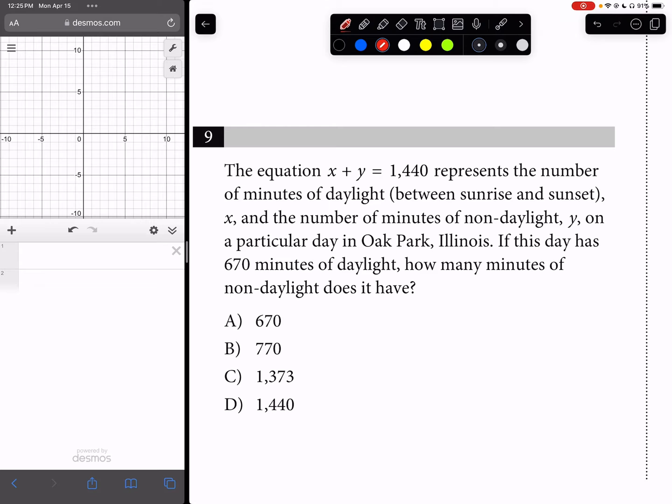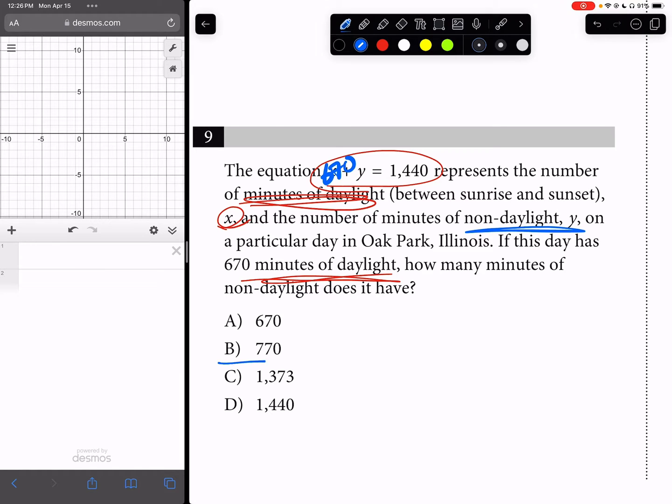I'm looking at number 9. It says, if this day has 670 minutes of daylight, how many minutes of non-daylight does it have? Interesting. So x plus y equals 1440. This equation represents the number of minutes of daylight between sunrise and sunset. X is the minutes of daylight, and the number of minutes of non-daylight, Y, on a particular day in Oak Park. Okay, that was a little confusing. So Y is non-daylight, X is daylight. If X is 670, then what's Y?